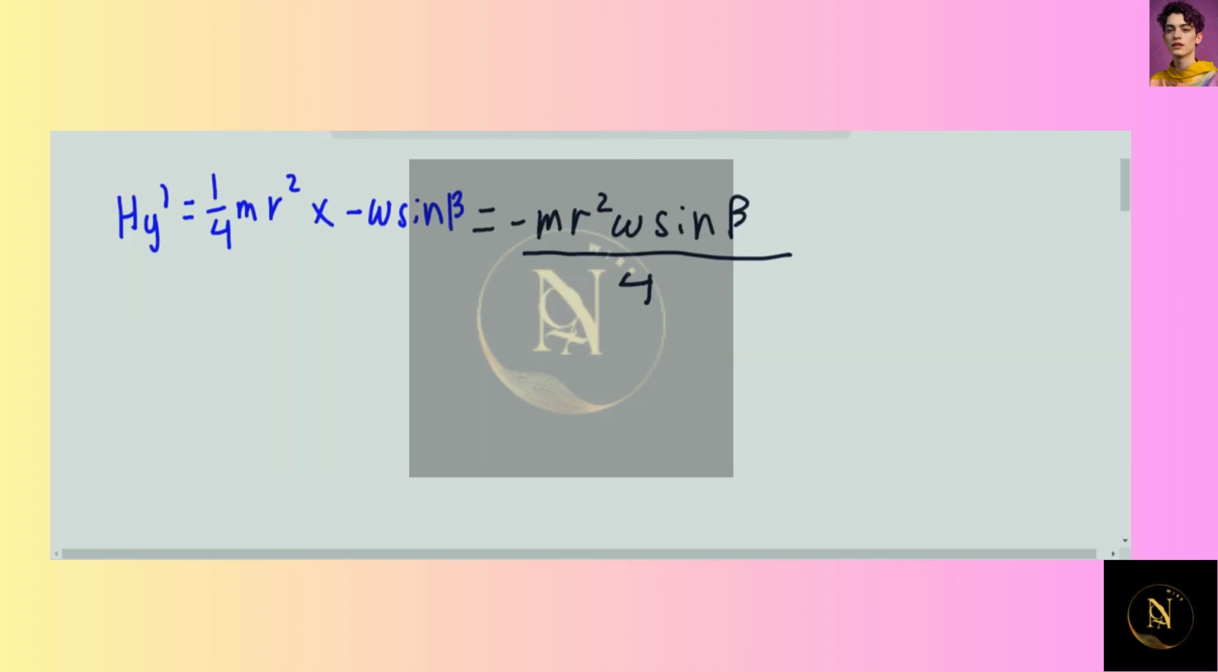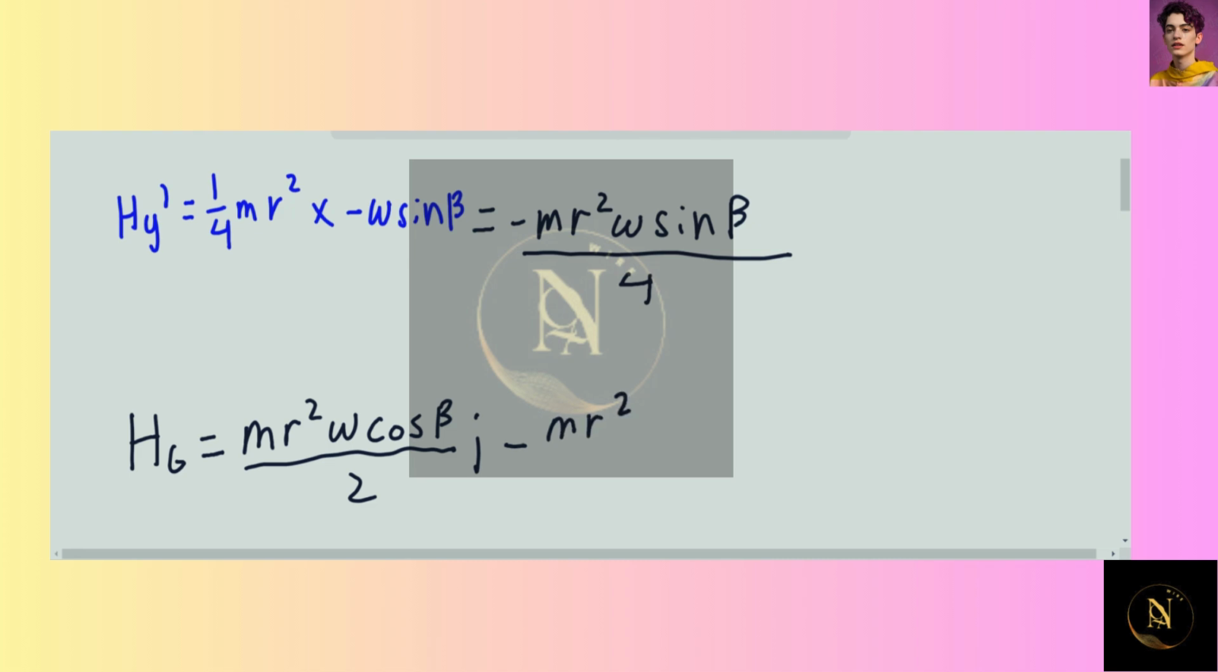So now the equation for the angular momentum about the point G, that's equal to the x component i minus the y component j.